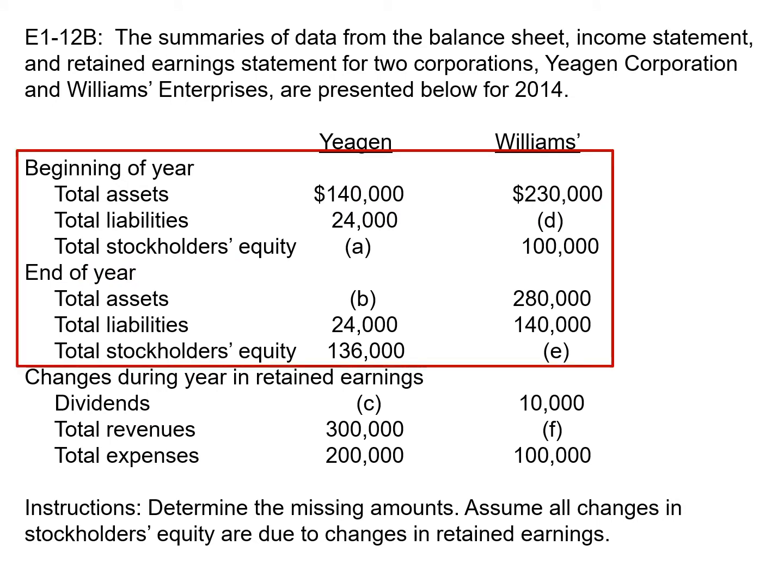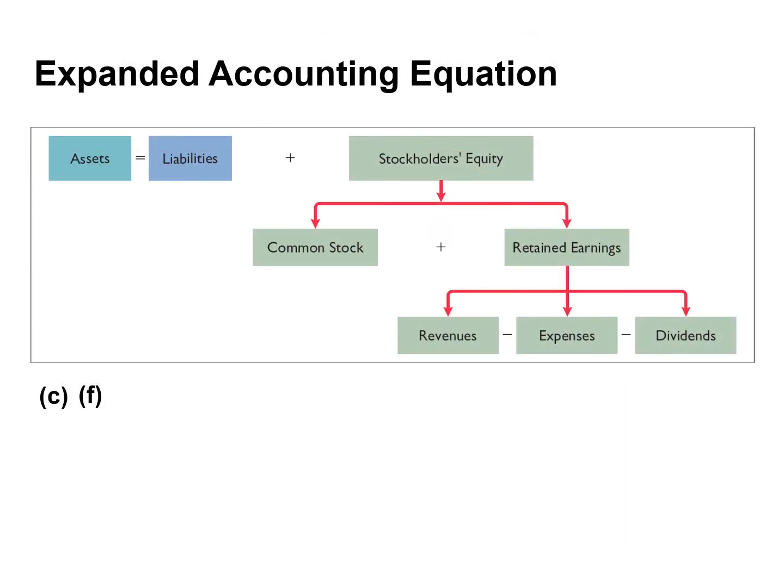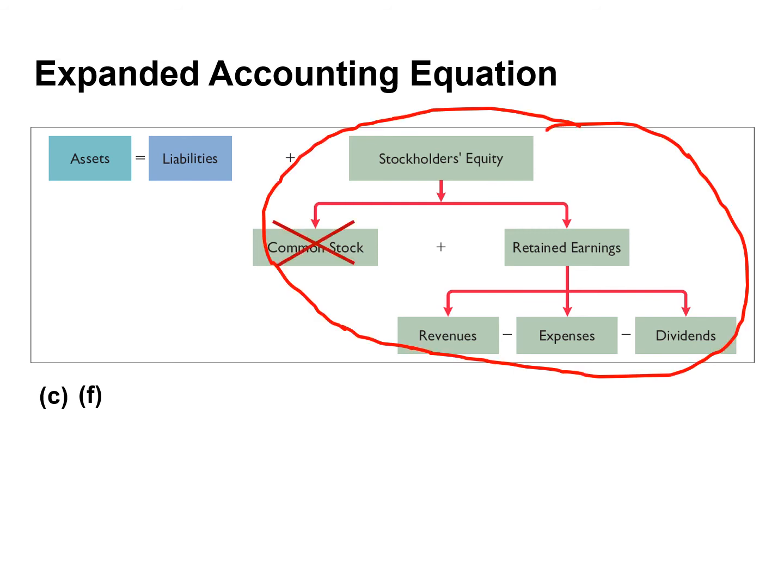A, B, D, and E are easy and straightforward. You will either add or subtract the two numbers to arrive at the solution. Parts C and F require some additional instruction, which will be provided on the next slide. You will need the expanded equation to solve C and F. In the expanded equation, we break our stockholders' equity into the two components, common stock and retained earnings. Since we assume all changes in stockholders' equity are due to changes in retained earnings, we can ignore common stock.